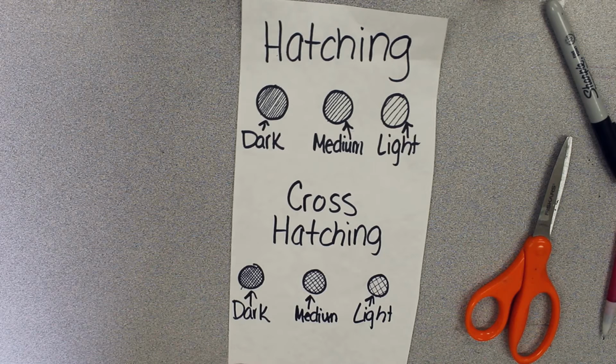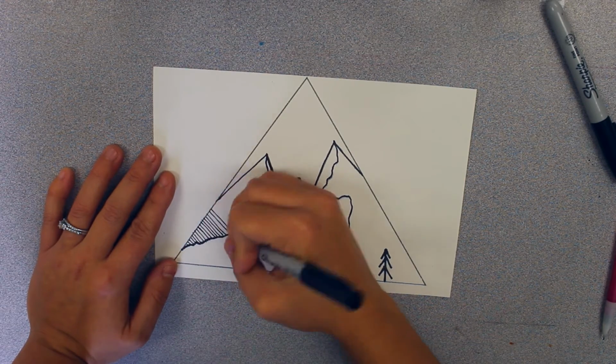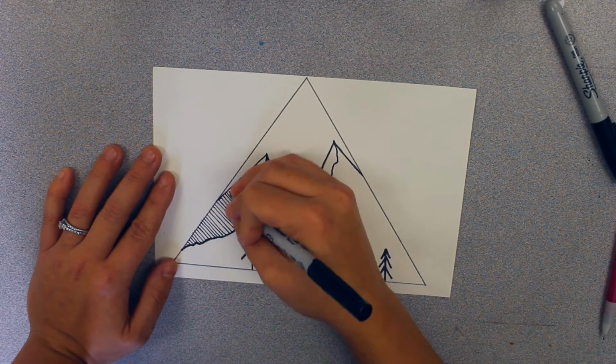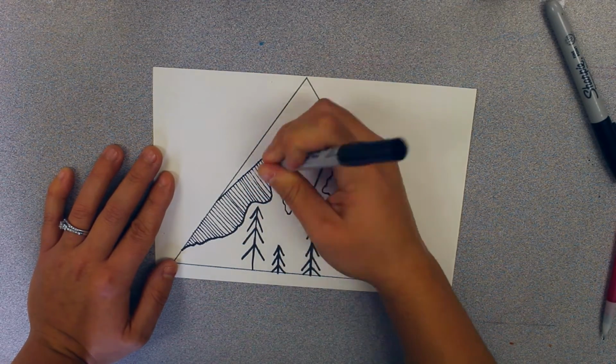You can choose one of these for all of your mountain shadows, or you could do some of your mountains in hatching and some of your mountains in cross-hatching. That's up to you. For my mountains, I decided that I wanted to do cross-hatching and that I wanted to make my shadows look really, really dark. So I'm trying to put my lines close to each other.